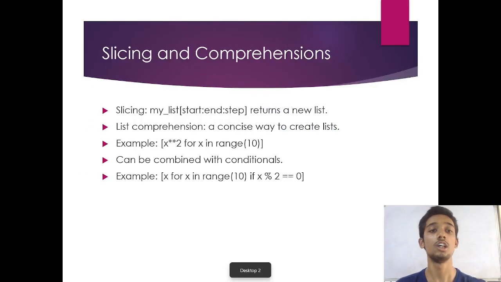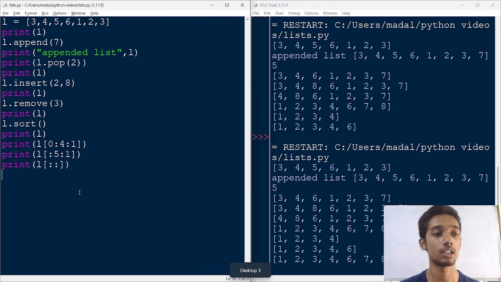And then we have list comprehension. List comprehension is a concise way to create lists. It is a very very easy way to create lists, and it can also be combined with conditionals. For example, let us understand that you want to create a list of numbers from 0 to 10 which are divisible by 2. So let us try to create a list like that.